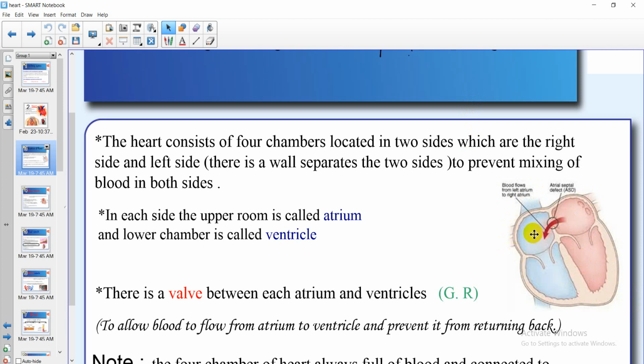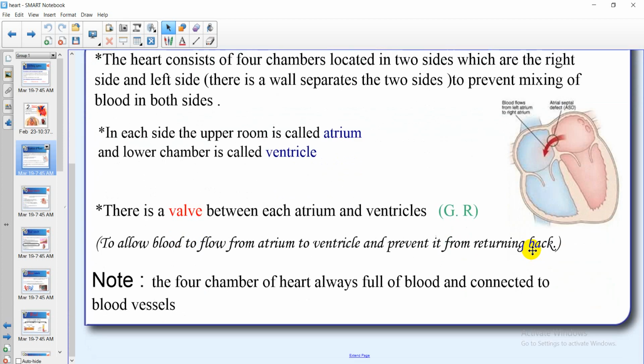Between the atrium and the ventricle, there is a valve, by which blood can move from the atrium to the ventricle but cannot return back. So the blood moves from the atrium to the ventricle and can't return again. This is the function of the valve. These four chambers are hollow and filled with blood, and the heart has blood vessels.